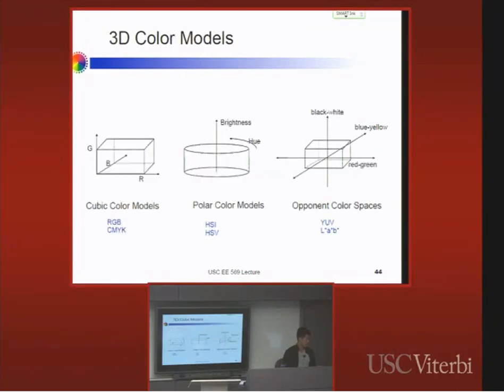All right, so these are the visual appearances of all these 3D color models. RGB and CMYK are modeled as a 3D cube, whereas HSI and HSV are modeled as a cylindrical model. The other ones, YUV and LAB, I'm not quite familiar with, are modeled as opponent color spaces.